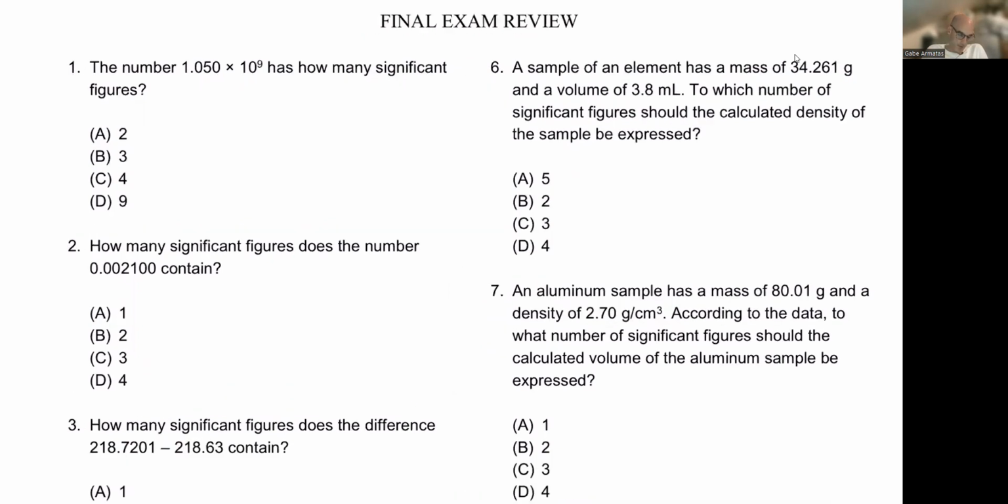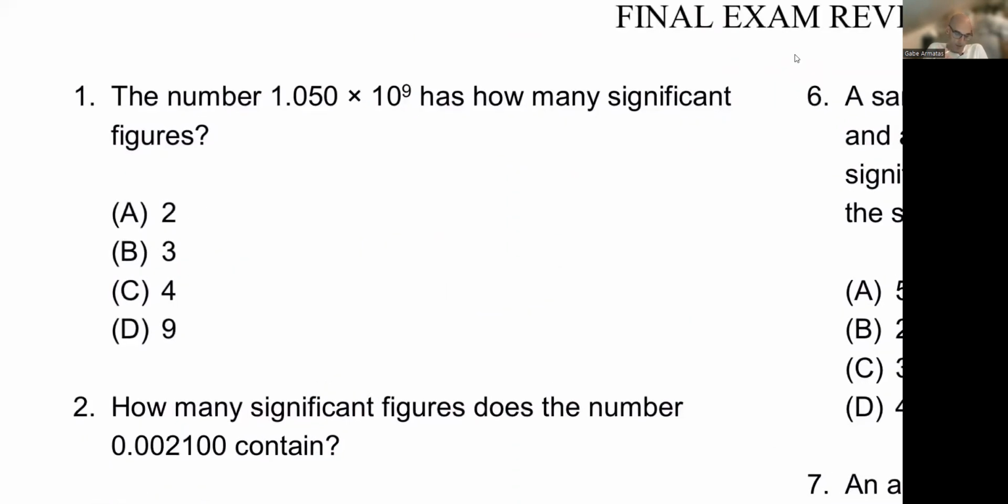Okay, number one: 1.050 times 10 to the ninth has how many sig figs? When it comes to scientific notation, I don't care about the exponent at all. All I care about is the coefficient. How many sig figs does the coefficient have? If there is a decimal, as there pretty much always is, we find the first significant figure, the first non-zero, and that and everything after it counts. So in this case, there are 4 significant figures. Every single one of those counts because of the decimal.